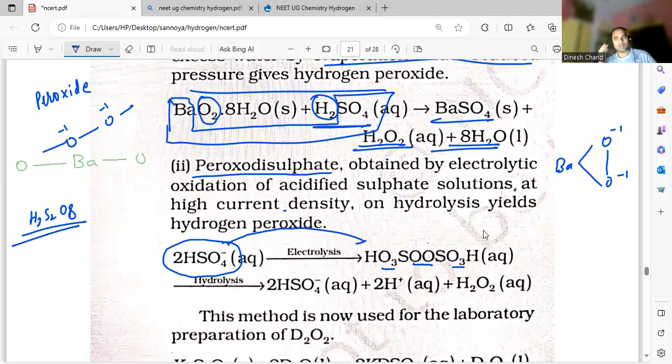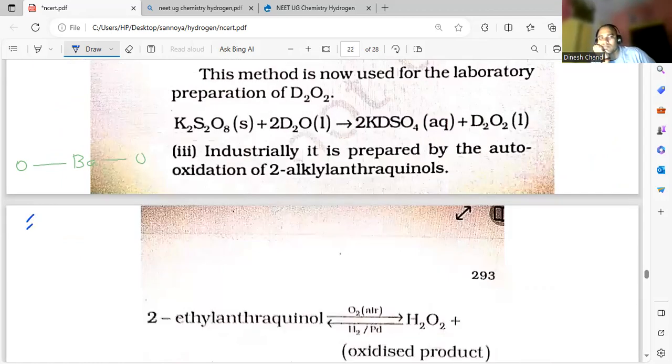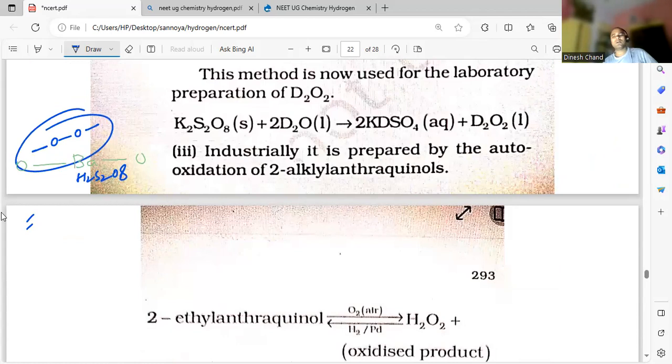Sir, I'm trying. Sir, this will have the peroxide linkage. Yes, 100%. You can draw here. Sir, in the compound, is the peroxide linkage only between two oxygens, or should all the oxygens have the same bond? No, the oxygen will be there like that. The bond will be there because the word peroxodisulfate is already being used. So disulfate means two SO4 groups should be there.